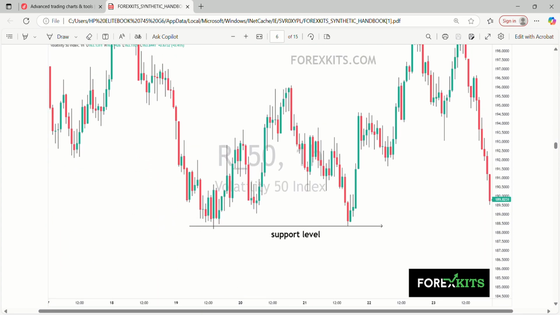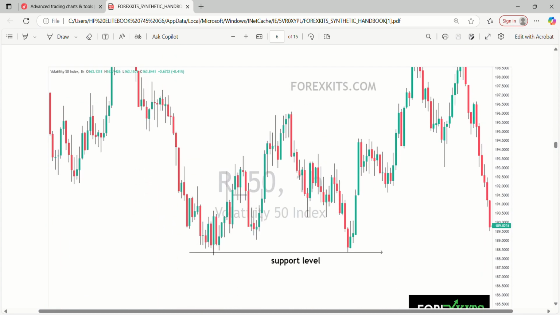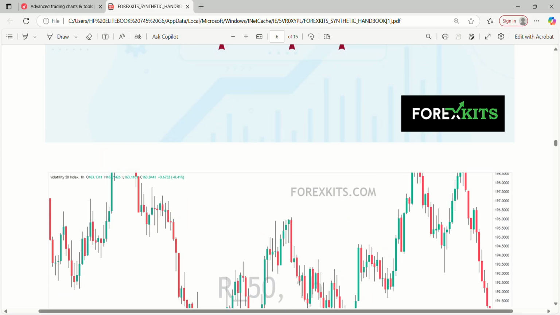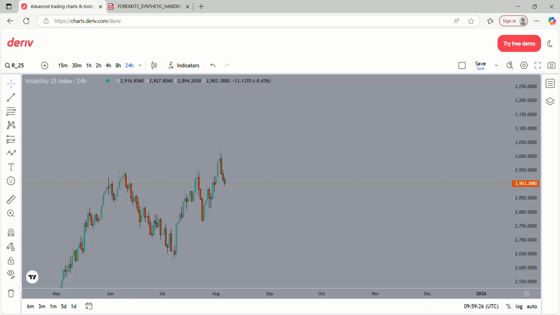You can see it on the chart here too, a line that was marked, and the name written there was support level. It is just a level that is holding price up. Now let me go to my own charts and explain properly.